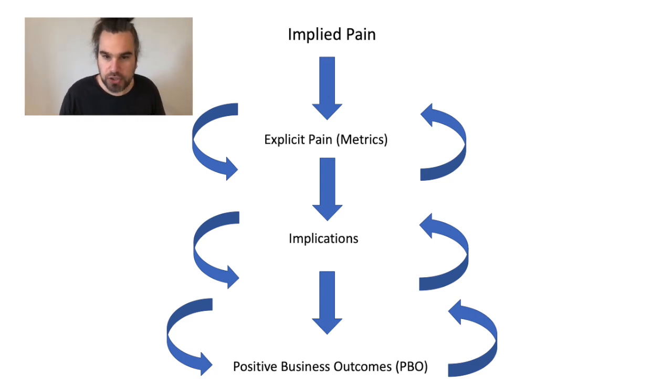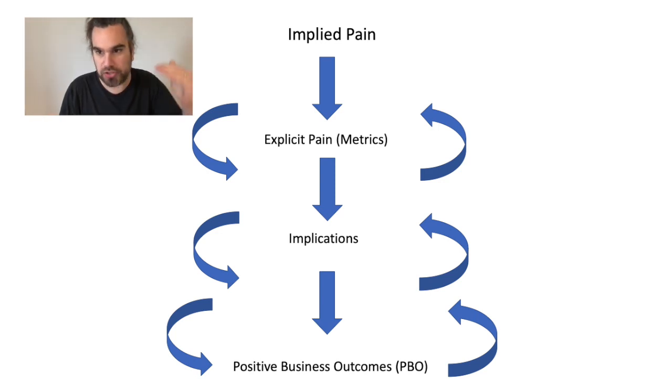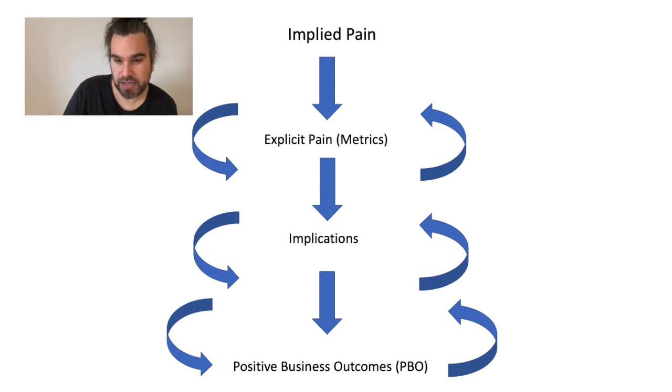Now, try not to look at this process as a linear process where you start with implied pain, then you move on to explicit pain, then you move on to implications. It doesn't quite work like that. As an example, when you're trying to get metrics out of a customer, they don't always know those metrics, or they can't even quantify those metrics, which is fine because we can try and get the metrics out another way. Let me give you a very simple example of this.